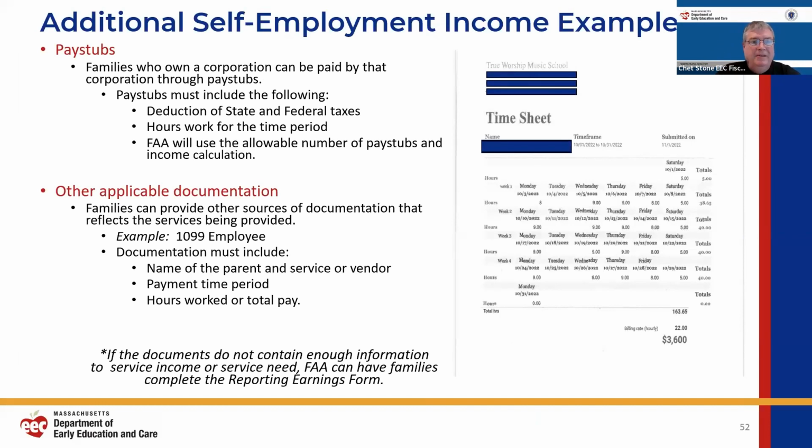Okay, and this is kind of getting to the point. So they come in with pay stubs. The family owns a corporation. They can be paid by that corporation through pay stubs. The pay stubs must include the following. Just like any normal payroll pay stub, they could have the deduction of state and federal income taxes, how many hours they worked in that time period, and the FAA will use the allowable number of pay stubs in income calculation. So it'll be 4 pay stubs. You can use the 4 pay stubs in that case.